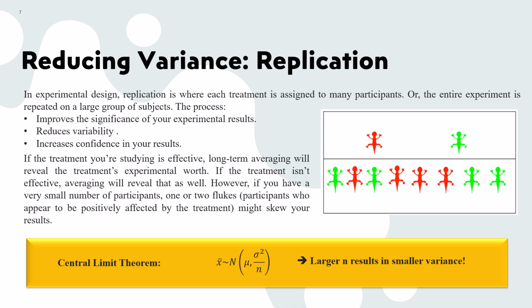That's why having just one subject in a treatment or control group is risky. Our entire conclusion could be based on a fluke. For example, let's study a heat lamp on lizard activity. Let's say we're studying whether a special heat lamp increases the activity level of lizards.